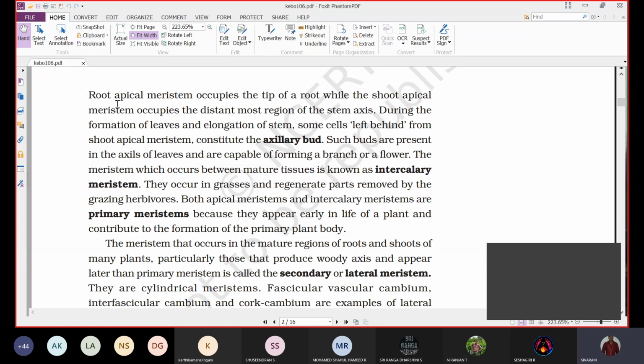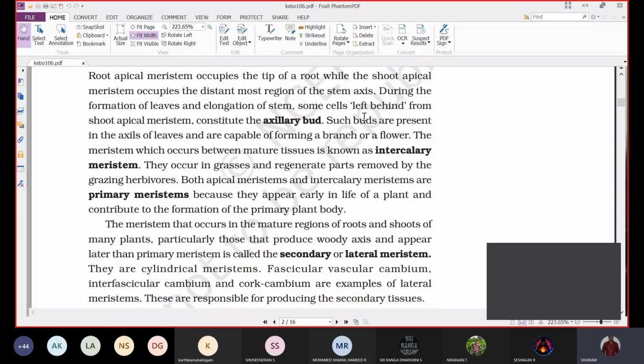These are the two types of apical meristems that we observe in plants. The root apical meristem occupies the tip of the root, while the shoot apical meristem occupies the apex of the stem axis, the distant most region of the stem axis. Stem axis means it may be the branch or the main stem. That is about the apical meristem.